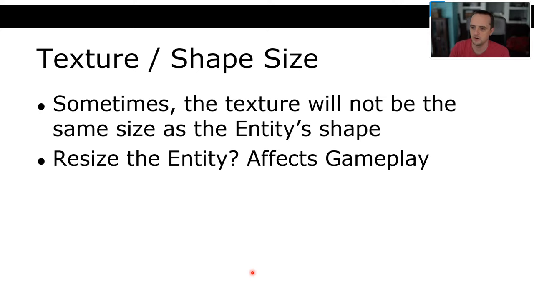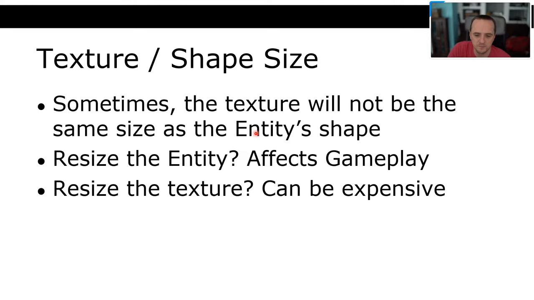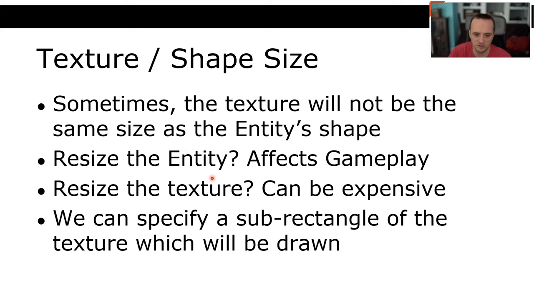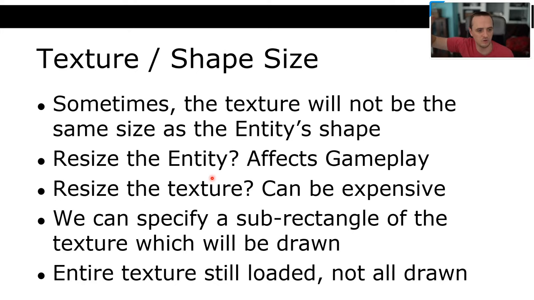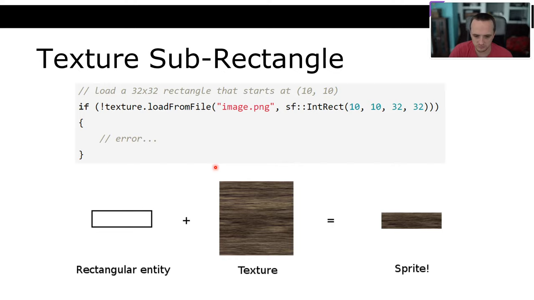I just talked about this, but for some reason I repeated it on this slide. So resizing the entity would be bad. Resizing the texture could be expensive. And so what we can do is we can specify a sub-rectangle of the picture to be drawn. And so the entire texture still is loaded into RAM and GPU memory, but we just draw a certain part of it, okay? So for example, here's one example of that, where we might have a texture, which is very large, and an entity, which is smaller, and so we can specify a sub-rectangle of the texture to be drawn for the entity or the sprite, okay?